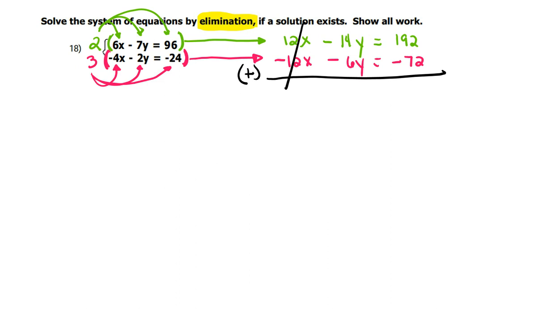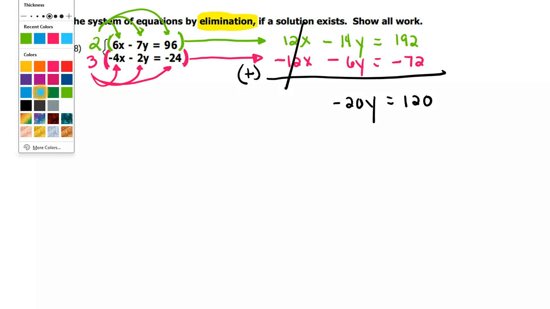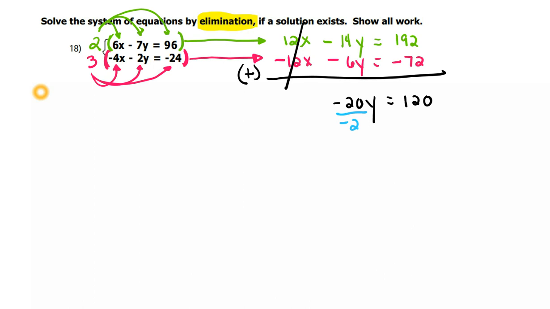And then my y's, negative 14 and negative 6 is a negative 20y. And 192 and a negative 72 is a 120. And now all I have to do to solve for y is divide off the negative 20 on both sides. And then that cancels. And so you get negative 6. So the y coordinate is negative 6.